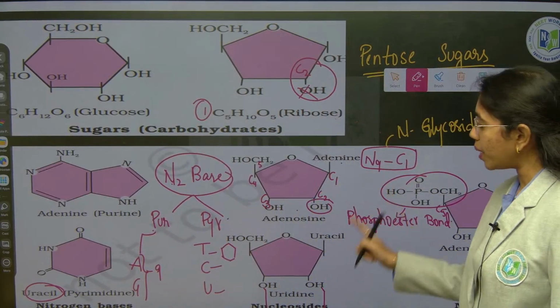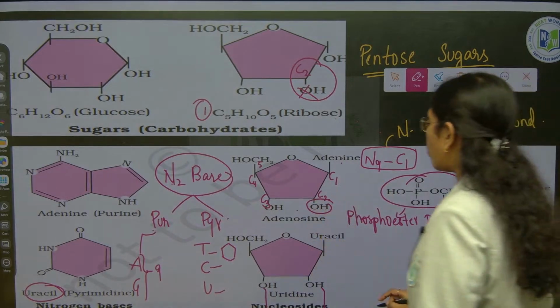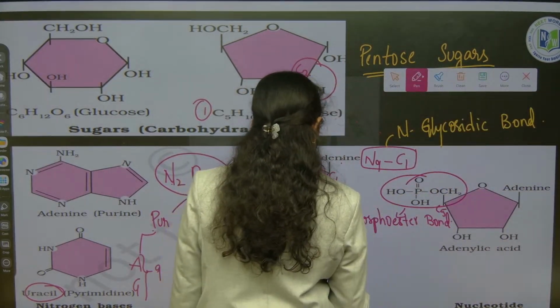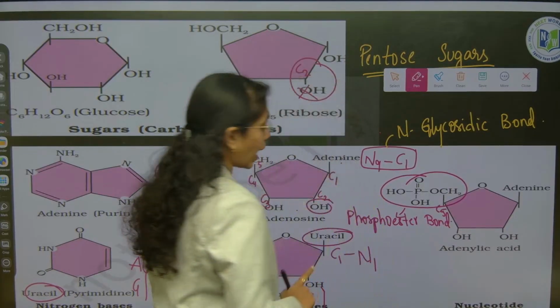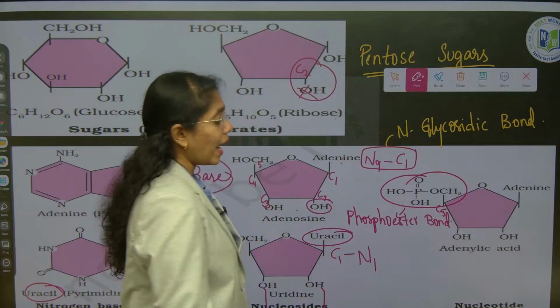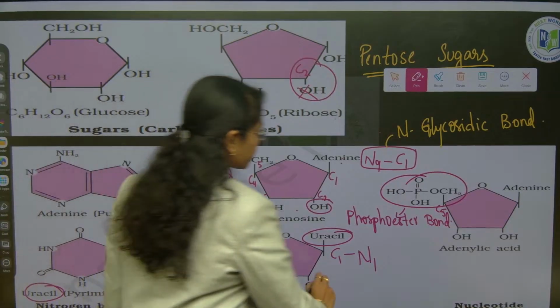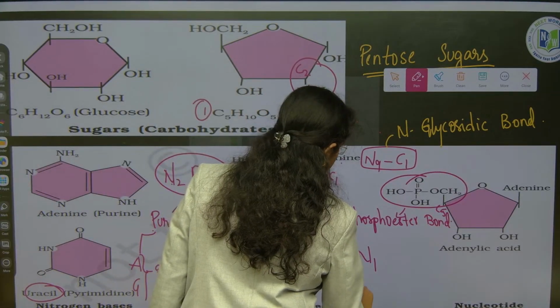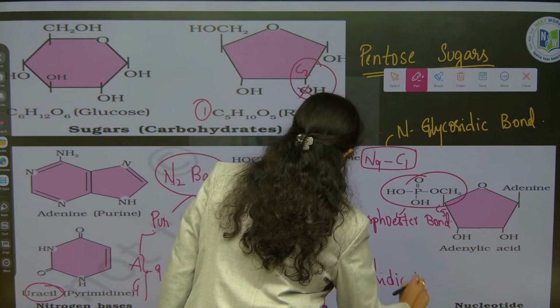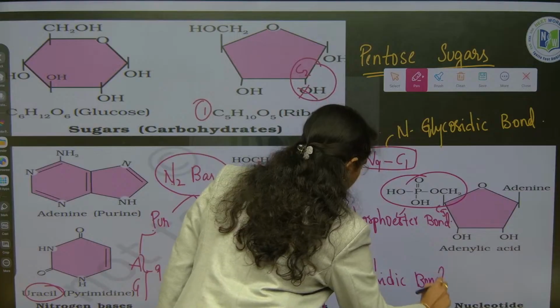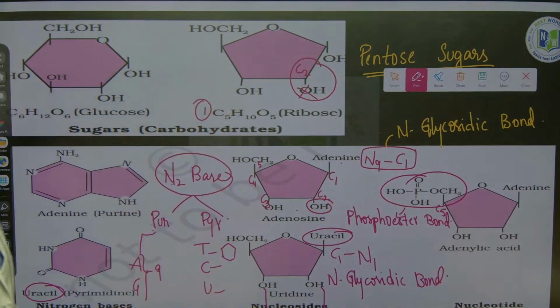When pyrimidine is binding to the sugar, what type of bond is there? C1 of sugar binds to N1 of the nitrogen base by again N-glycosidic bond. This you will get more clarity in mol bio again. Okay. So, clear, right? How a single nucleotide is formed?